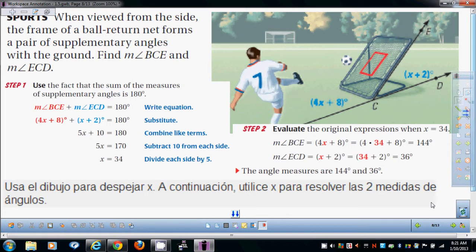Well, the only thing that probably made this one look hard was A, it was the first one that had equations in it, and B, it was a picture. A little harder to see. But supplement was the key word. Questions? Where did we get it from? We took our 34 and we plugged it back into the two originals, and that's what 4x plus 8 was.